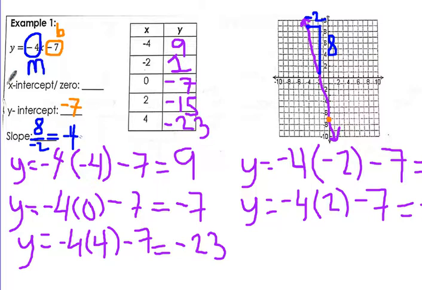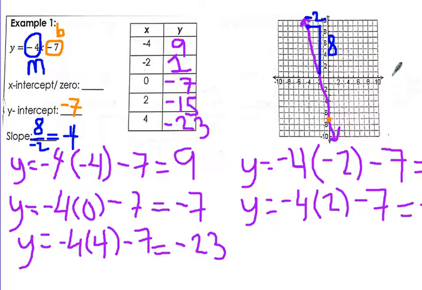Please make sure that slope is a number. I should not have an x there, and if I see an x there, I'm probably going to take off points because that is incorrect, and slope is a number. Okay, in this case, my slope-intercept formula is there, so I got the y-intercept and my slope.